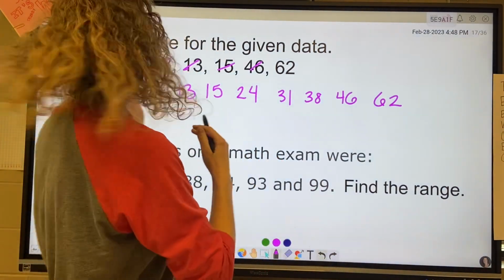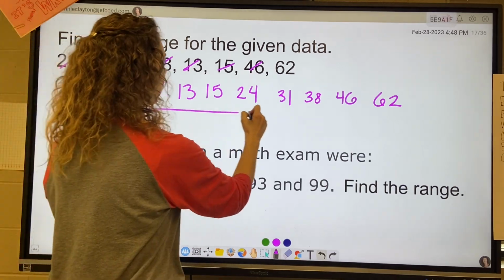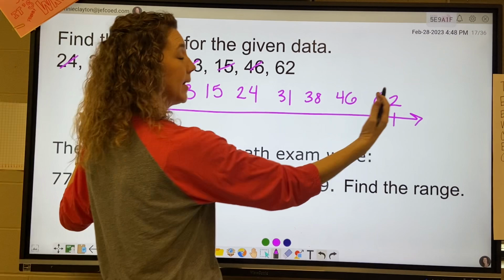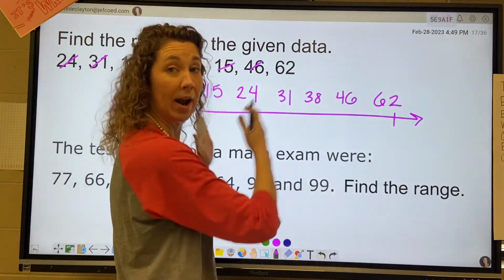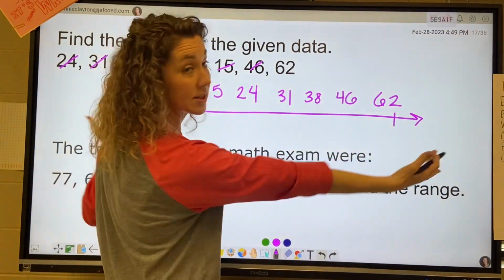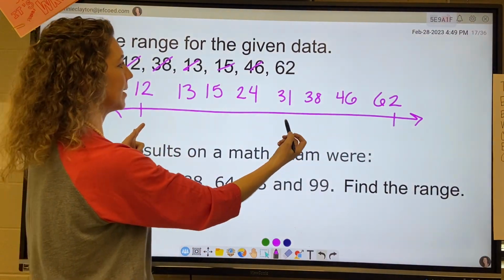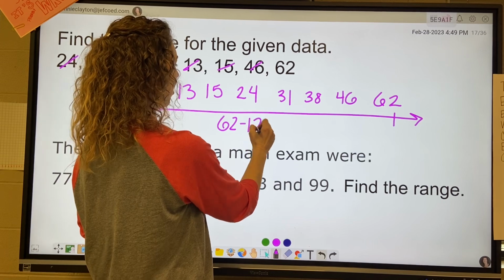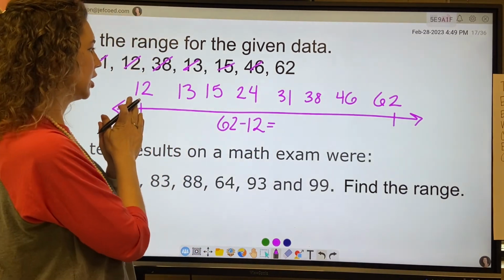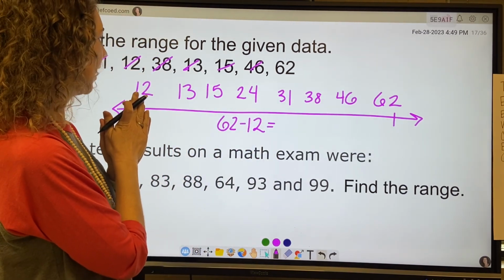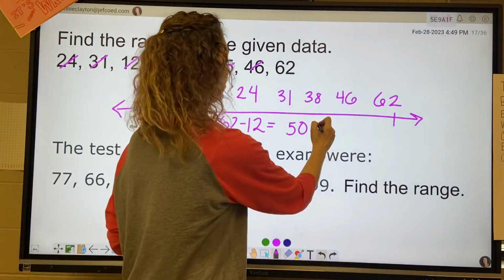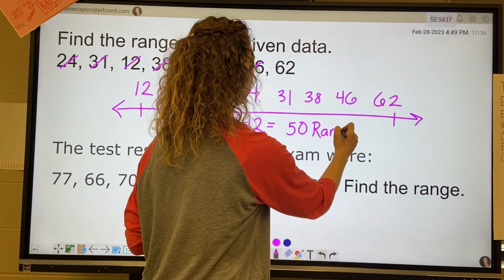If we started at 12 on a number line and we went all the way to 62, how many steps is that on the number line? The range, how much does it cover? We can find that by subtracting 62 minus 12. You can do 62 minus 12 in your head. It's going to be 50. So our range is 50.